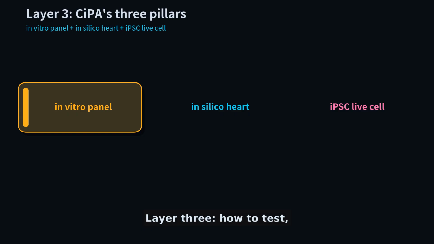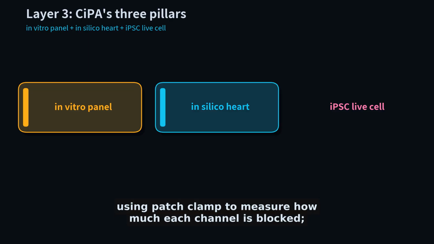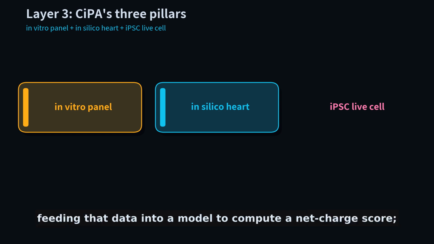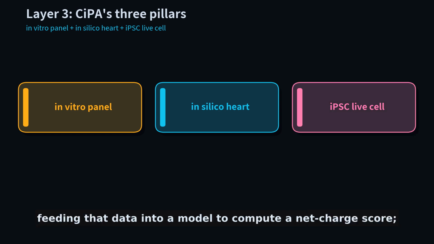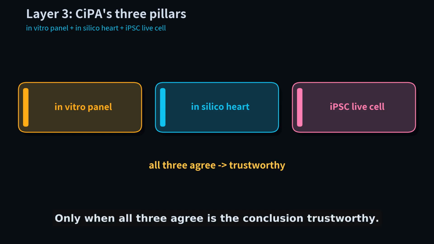Layer 3. How to test. The three pillars of CiPA. 1. The in vitro panel, using patch clamp to measure how much each channel is blocked. 2. The in silico virtual heart, feeding that data into a model to compute a net charge score. 3. iPSC stem cell heart muscle, cross-checking with a real, beating human heart cell. Only when all three agree is the conclusion trustworthy.